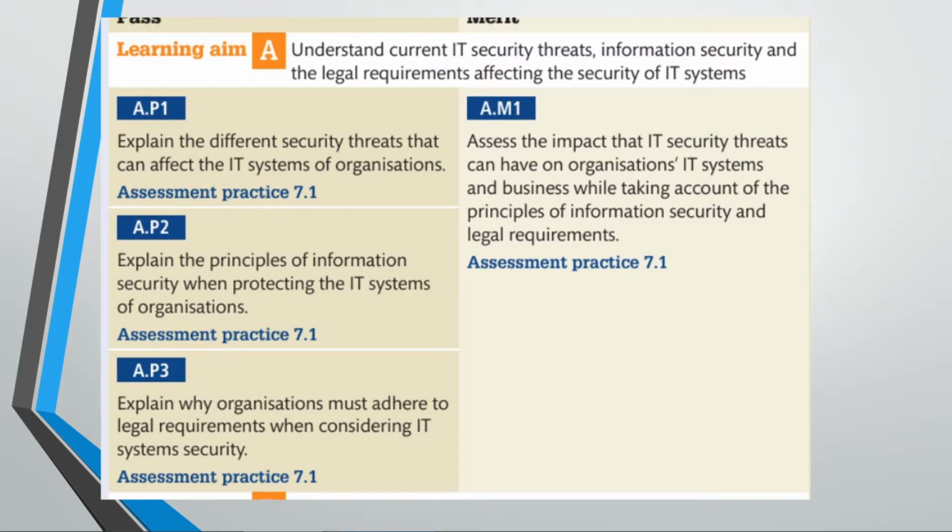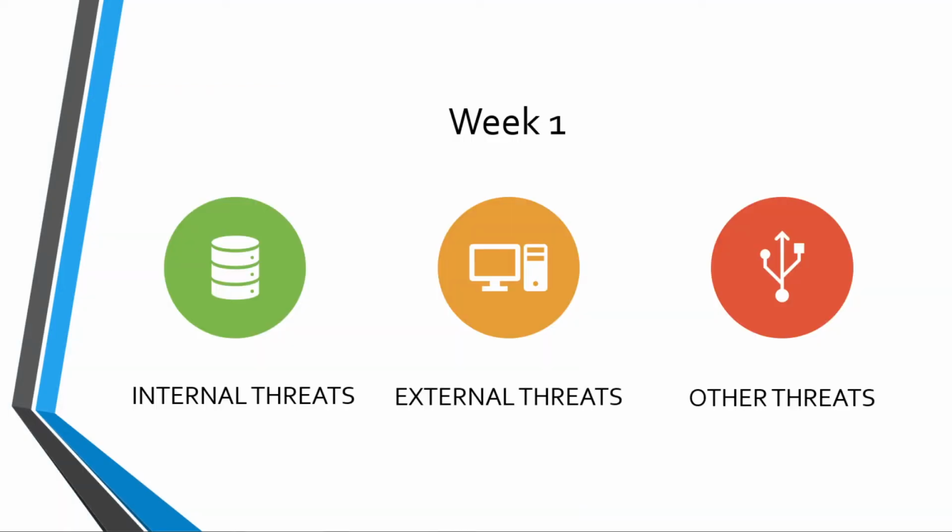So P1 is explaining the different security threats that can affect IT systems of organisations. P1, P2, and P3 will be in the same document eventually, but what I will get you to do for now is do P1 in a document, P2 in a document, and P3 in a document separately, and then we'll put them all together at the end. And then M1 is a merit which covers all three of those areas. So I'm only going to go over part of P1 today. I'm going to talk about internal threats, external threats, and some other threats such as physical and social engineering type threats. You'll see what I mean when I get onto that.